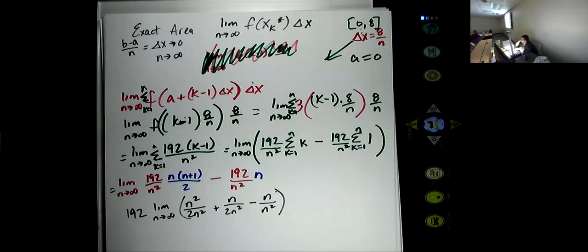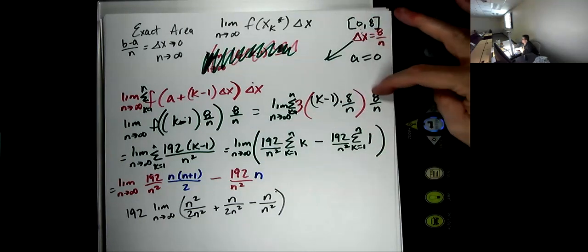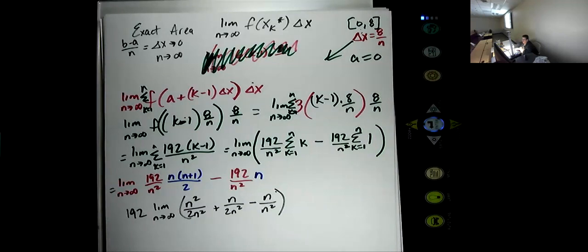You get 192. 3 times 8 times 8. Oh, okay. I didn't see that. There was a catch coming. You knew it was coming, Isaac.